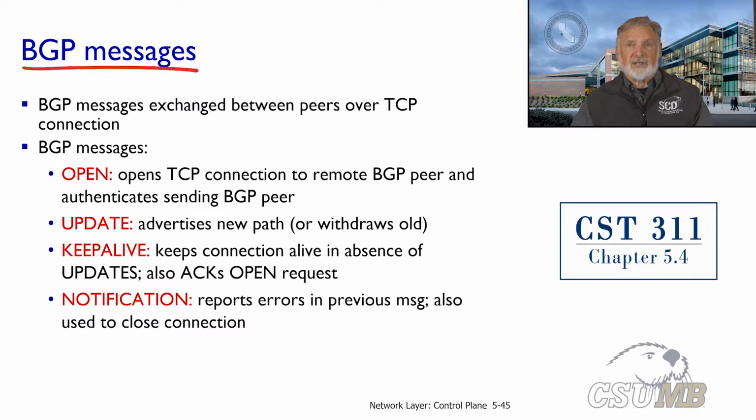BGP peers exchange BGP messages over TCP. BGP uses a variety of messages for communication between peers. There are 4 message types. The first is the open message. After a TCP connection is established between 2 BGP peers, they exchange BGP open messages to create and authenticate a BGP connection between them. Once the connection is established, the 2 systems can exchange BGP messages and data traffic.